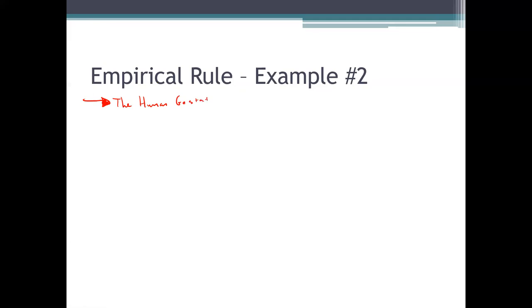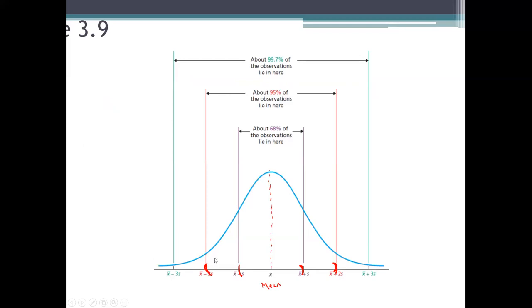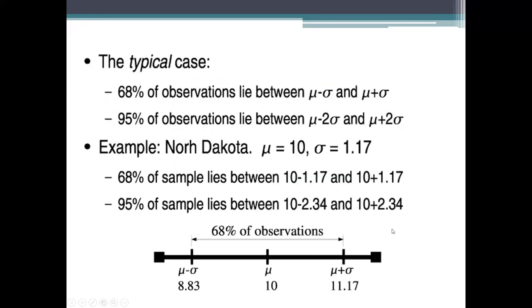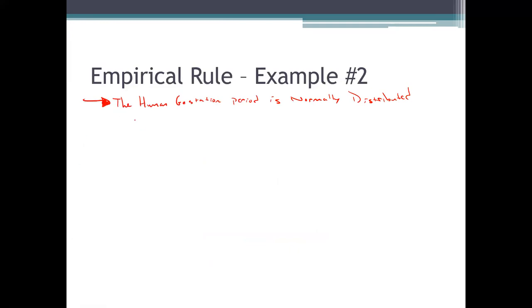The human gestation period is actually normally distributed. So how long it takes for a baby to be born is normally distributed, which means that human gestation periods follow this bell curve. My son was about a week late, but let me give you some more data. The mean human gestation period is 266 days, and the standard deviation is 16 days.